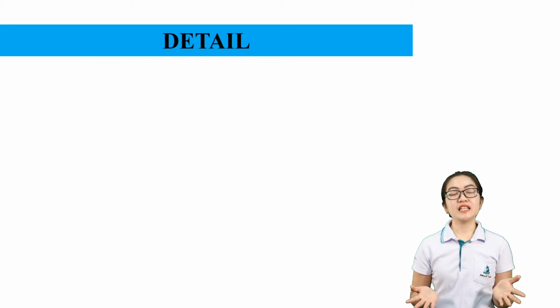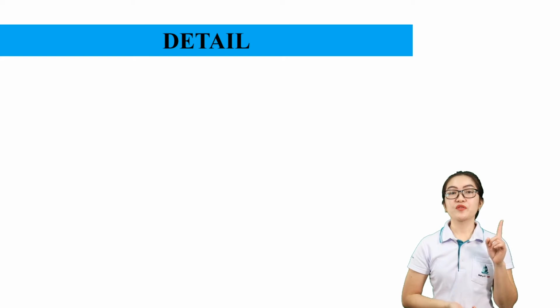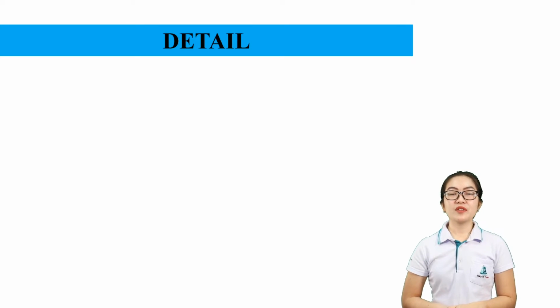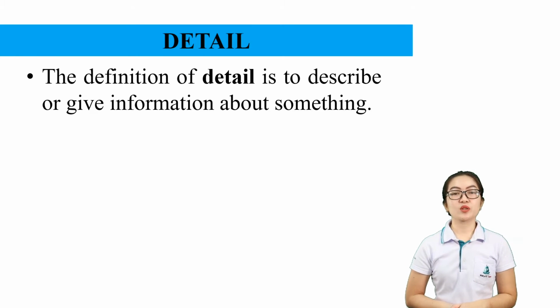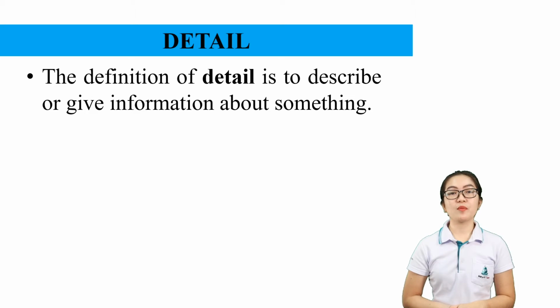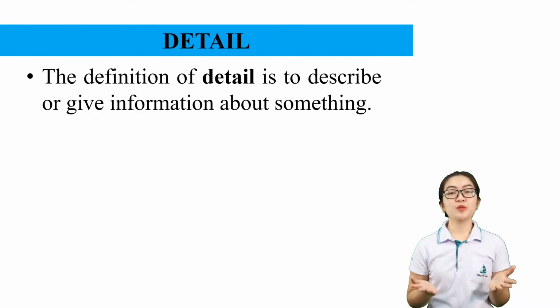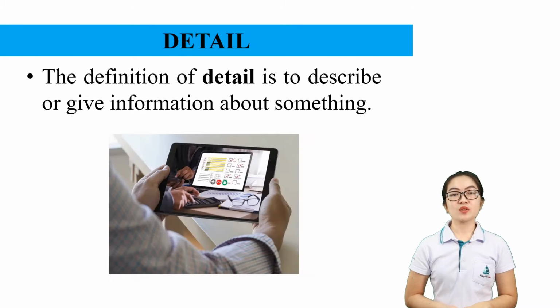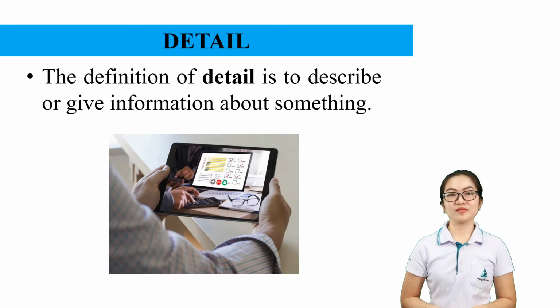Let's define each type of question. First, detail question. But what do we mean by detail? The definition of detail is to describe or give information about something. Also, you can say it's a single piece of information or fact about something. For example, the time you describe your plan to a friend, that's when you detail your plan.